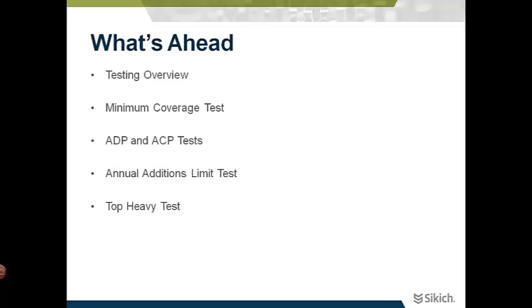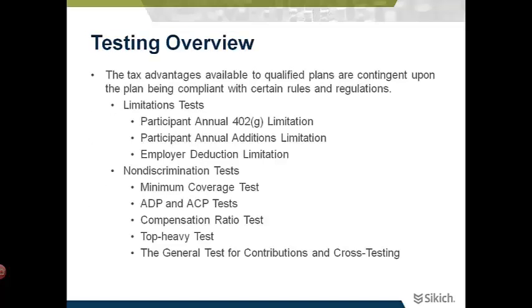We're going to start out by giving you a quick overview of testing. We'll talk about highly compensated employees and key employees. Who are they? What are the requirements? We're also going to address some of the most frequently asked questions, such as who should be included in my census? Do I need to report everyone that I employ? What compensation should be included in the census? From there, we'll talk about the minimum coverage test, the ADP and ACP tests, the annual additions limit test, and the top-heavy test. And so if you're ready, let's begin.